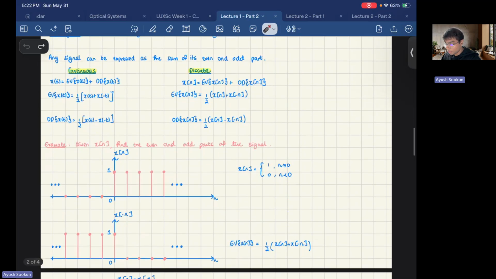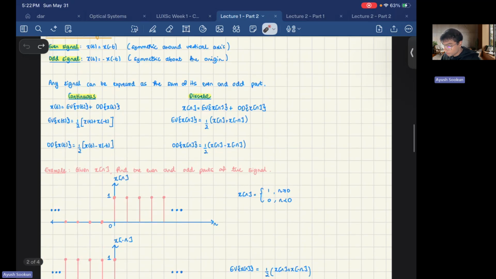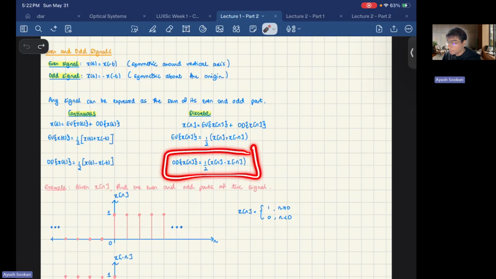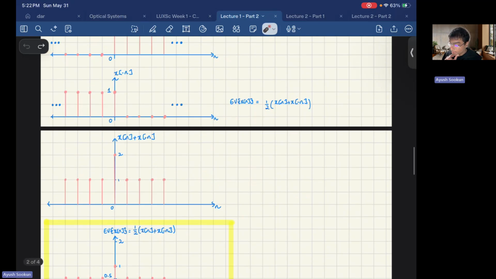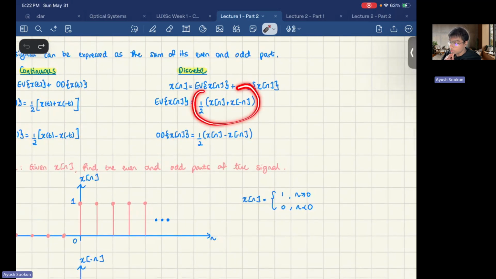But that's the even part of the signal. It looks like this. Now we're going to find the odd part of the signal. So we're going to use this definition to find the odd part of the signal. If we go over here, we're going to notice that the only difference between these two equations is here we have a plus sign and here we have a minus sign. Yeah?